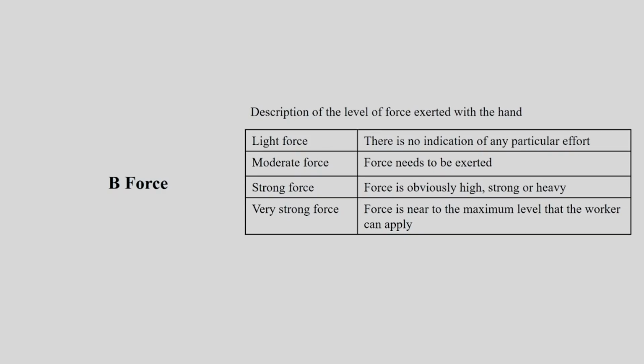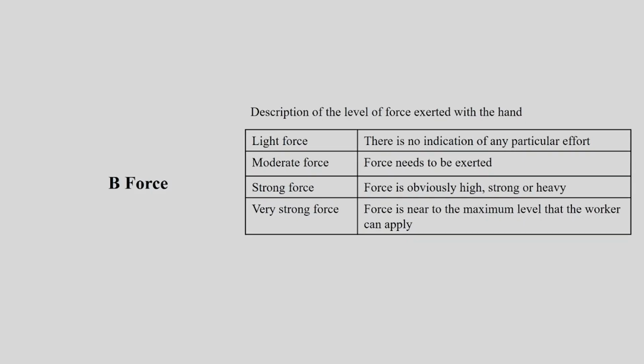Now, the second stage is all about force. Here also you have some categories and definitions. You have 4 major categories: light force, moderate force, strong force and very strong force, and you have a description of these categories. Light force means there is no indication of any particular effort. Moderate force means force needs to be exerted.